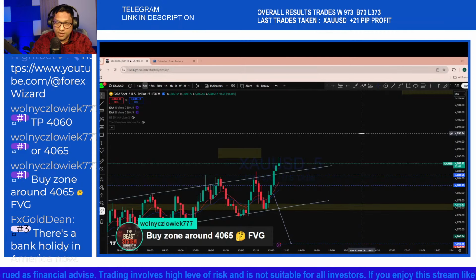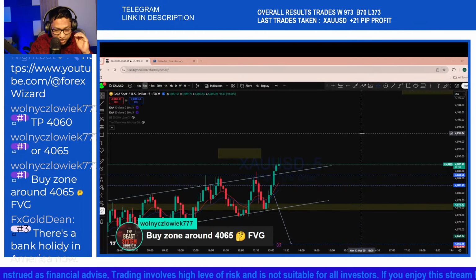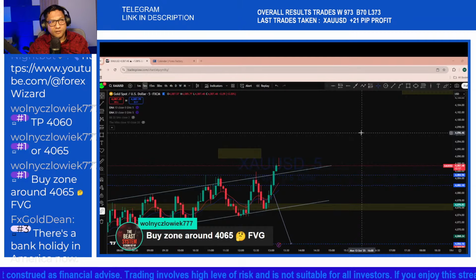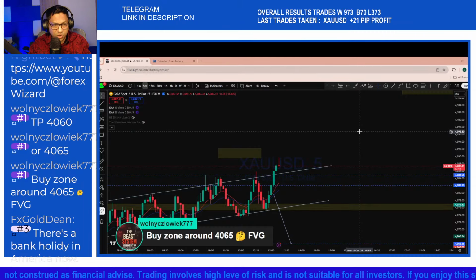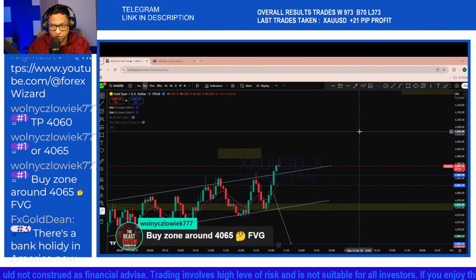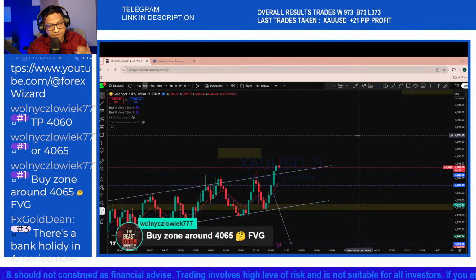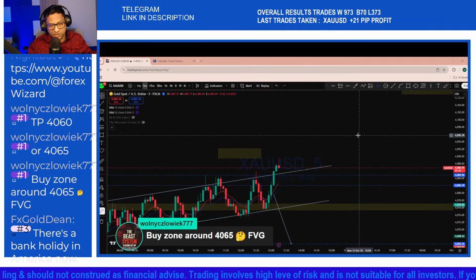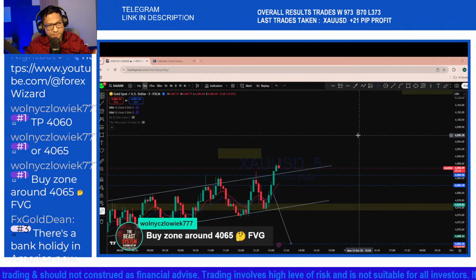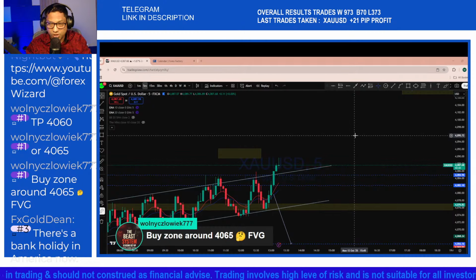How do they do that? Institutional traders can trade over the weekend. They can enter the trade over the weekend. They can close the position over the weekend. So no holiday can prevent them from opening or closing their position. They have that access. That's why this weekend gap happened.